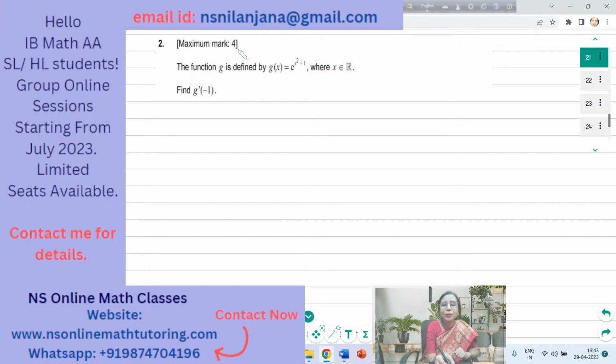It contains 4 marks. The function g is defined by g of x equal to e to the power of x squared plus 1, where x belongs to the set of real numbers, and we have to get g dash of minus 1. So first of all, we have to get the first derivative of g of x, that is, we have to get g dash x. Let us try.